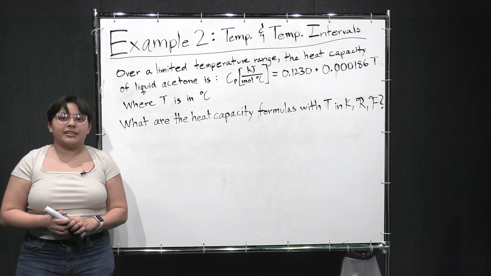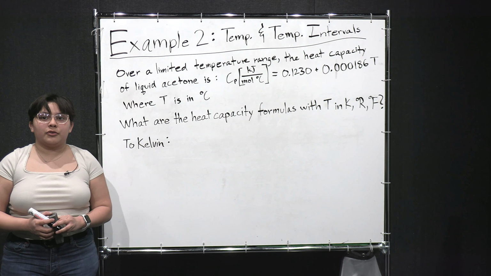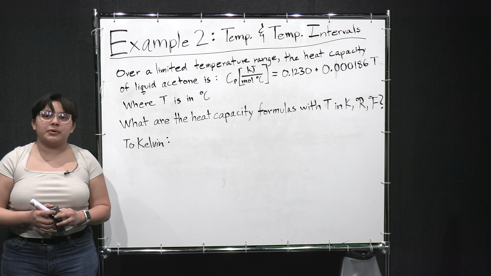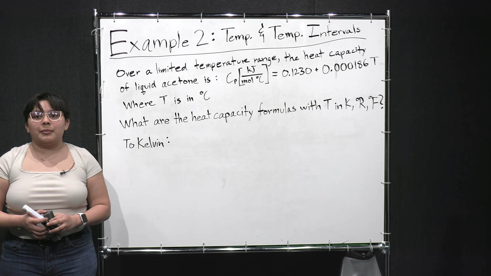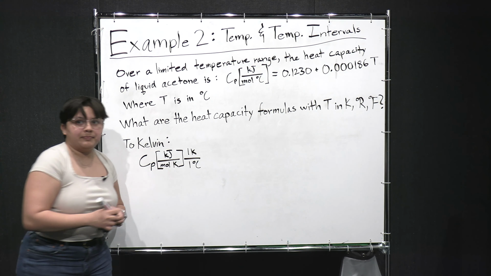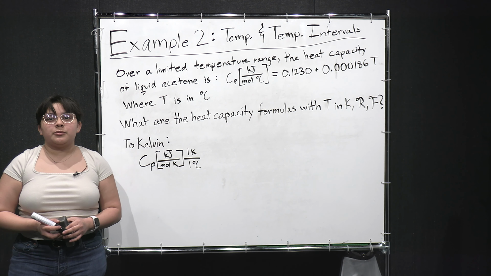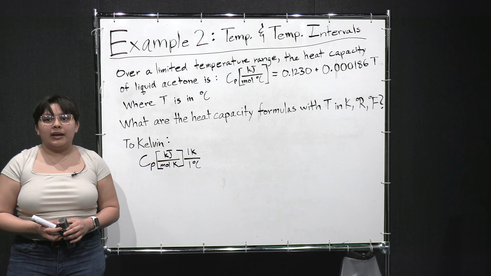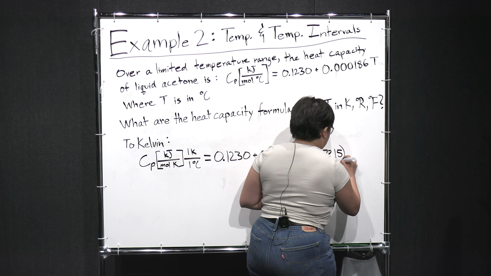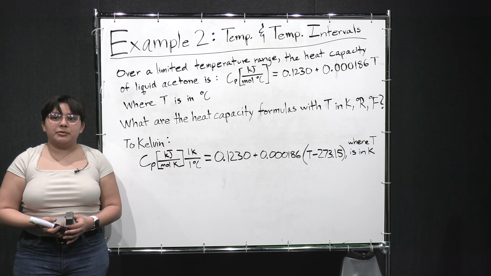First, let's convert from Celsius to Kelvin. As explained in the Most Annoying Equation Conversion video, we convert the heat capacity, C sub P, in kilojoules per mole Kelvin to kilojoules per mole degree C as a temperature interval by multiplying by 1 Kelvin per degree C. We convert T in Kelvin to T in degrees C by subtracting 273.15, and we plug in, getting this equation. We then simplify and get this equation.